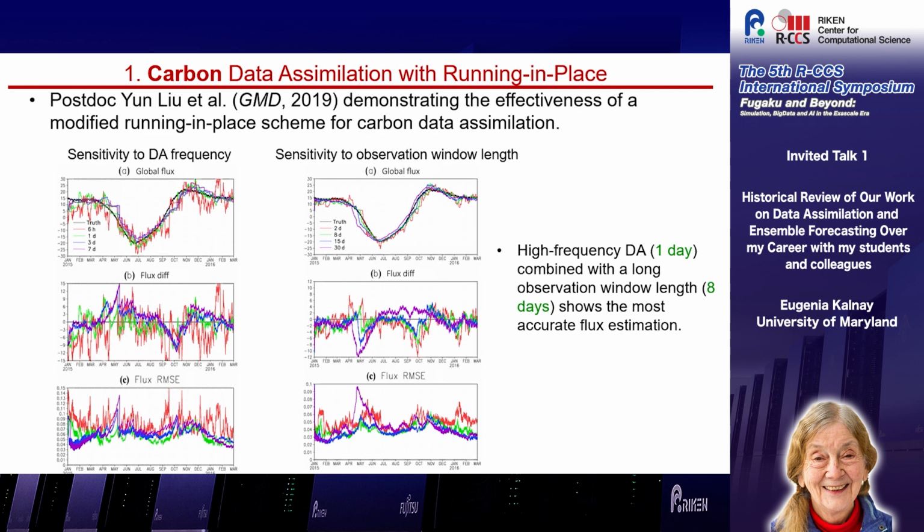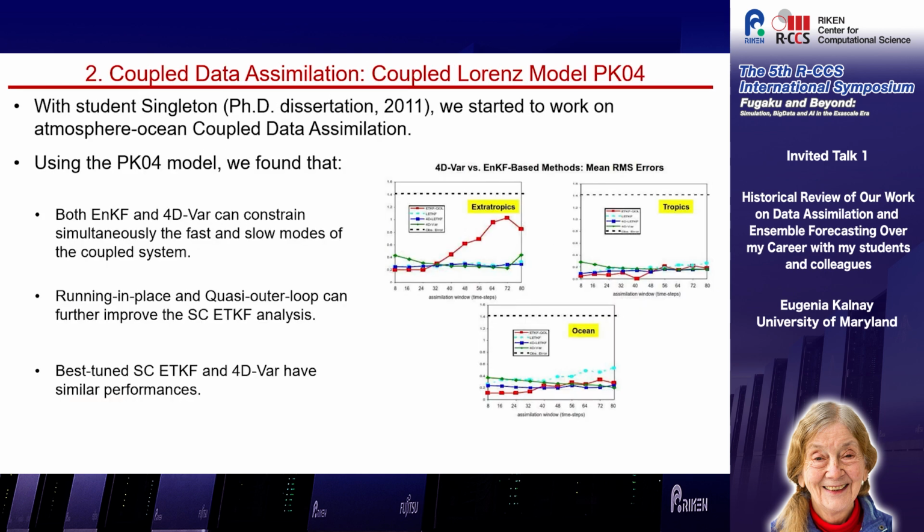With my postdoc, Yun Liu, we found that applying the running in place algorithm to the carbon data assimilation also improves the carbon flux estimation. In 2011, my student Tamara Singleton and I started to work on coupled data assimilation with a low-order coupled atmosphere ocean model. We compared both ensemble Kalman filter and 4D-Var on their abilities to constrain simultaneously the fast and slow modes of the coupled system. We found that these two methods are comparable for coupled systems.